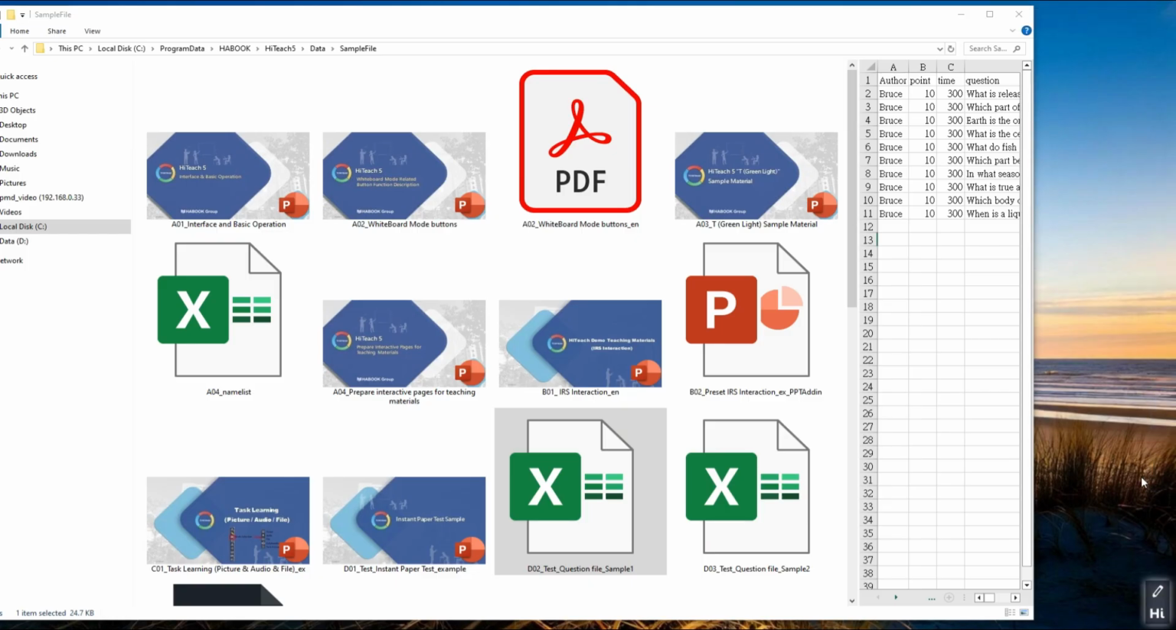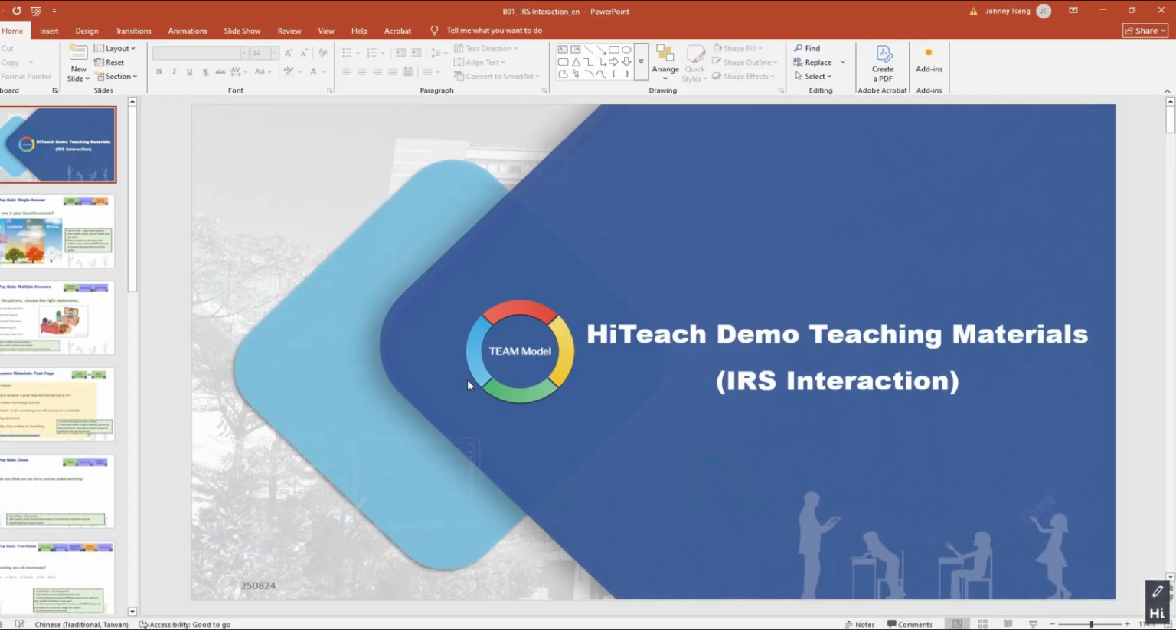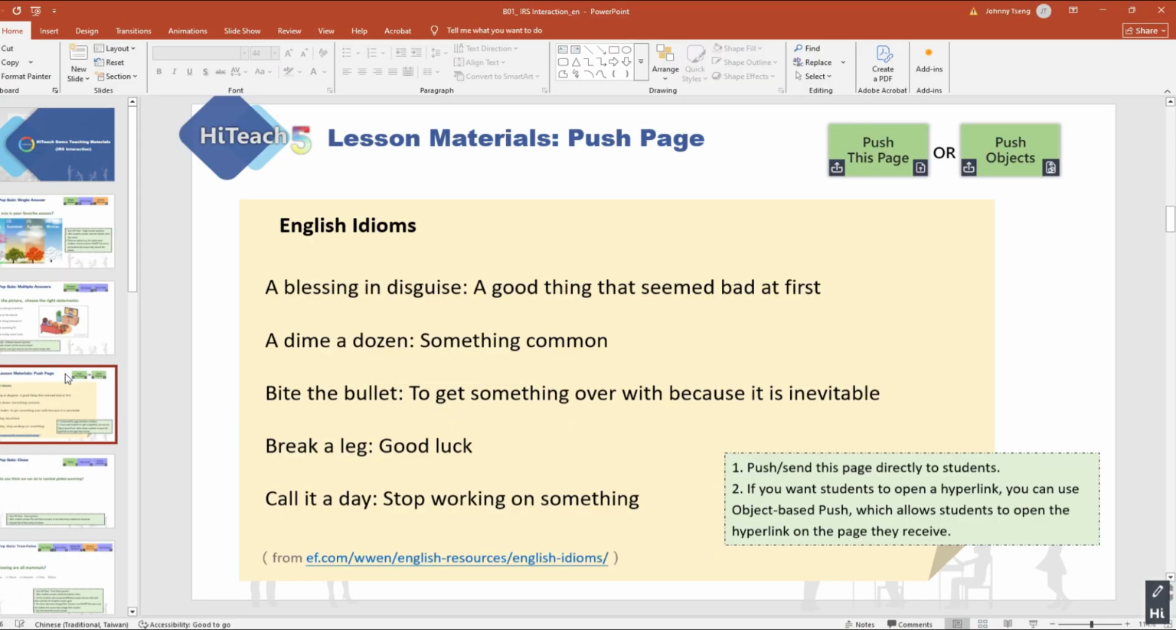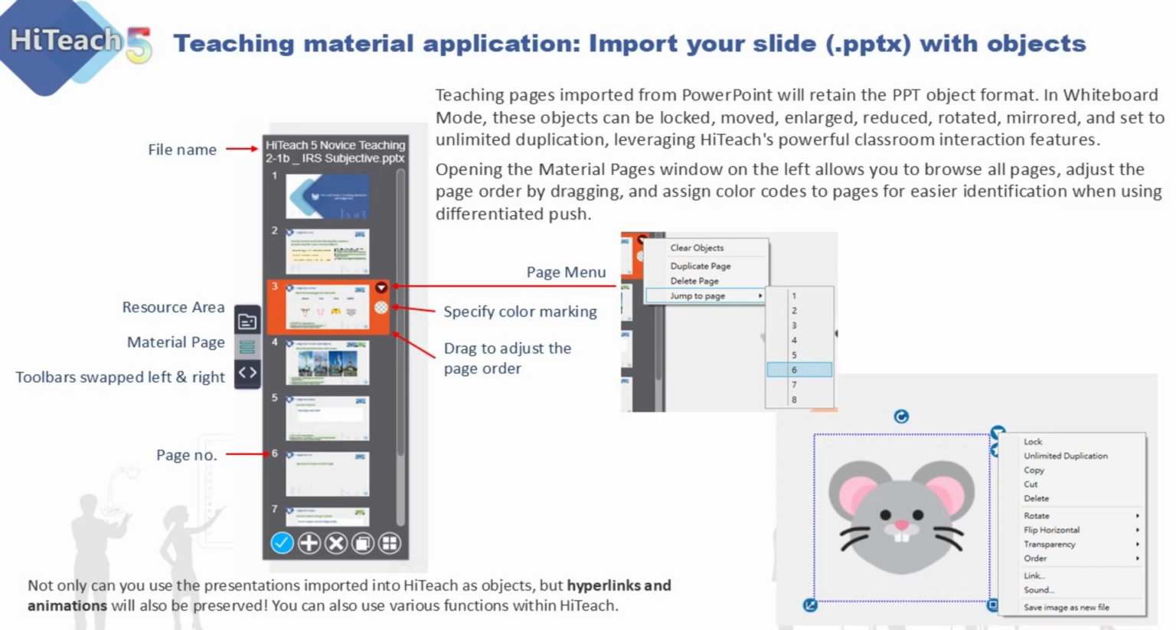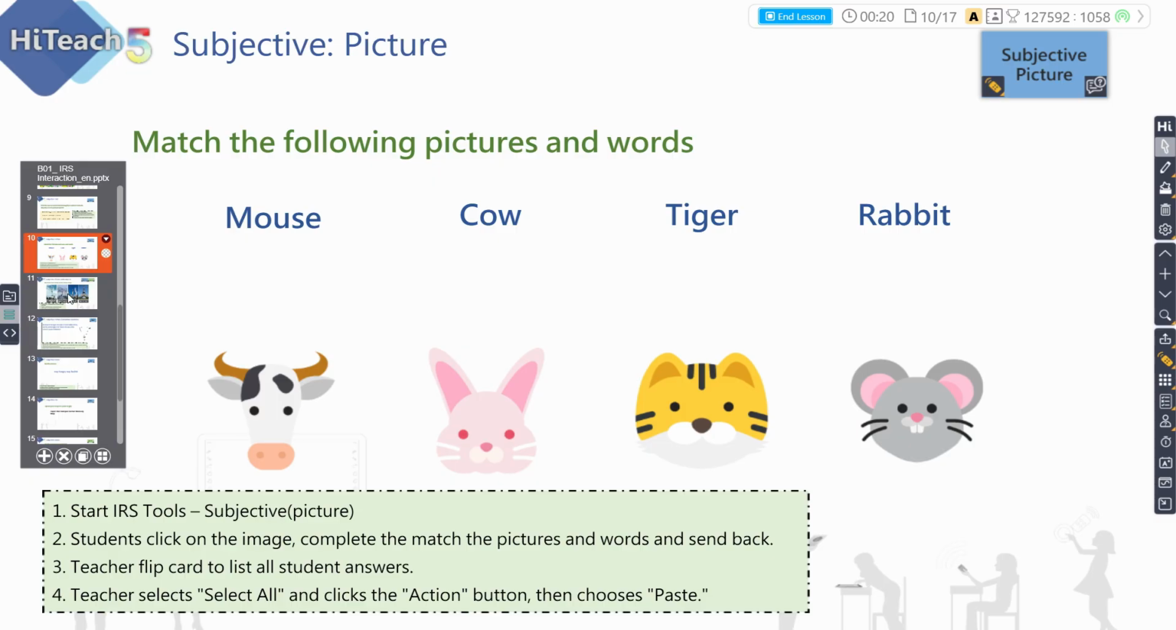You can also select Extern Open to open the material in PowerPoint, which can be used with either transparent mode or desktop mode. After importing PPT pages, you can browse all the pages in the Pages window on the left.